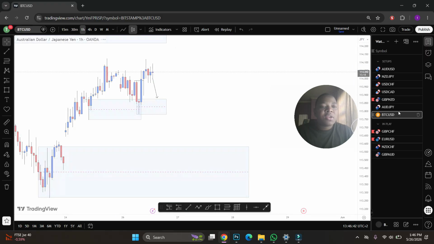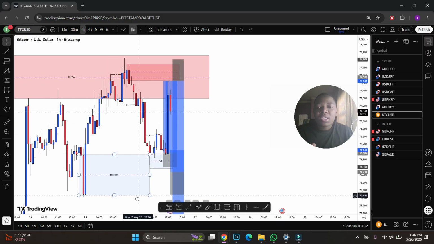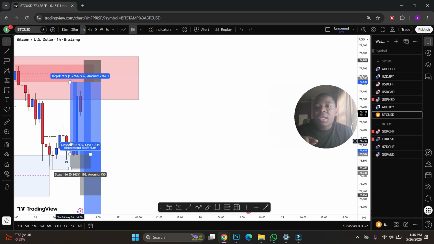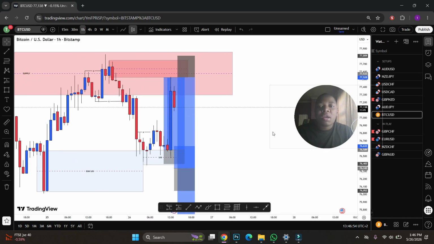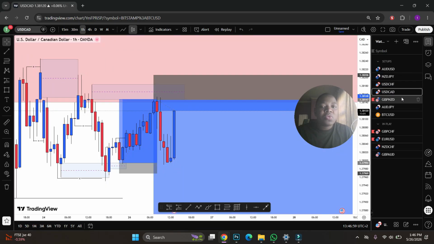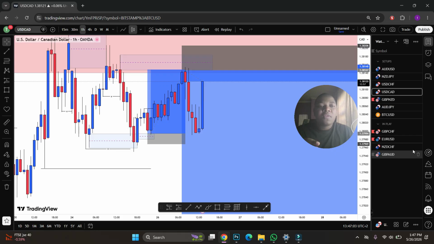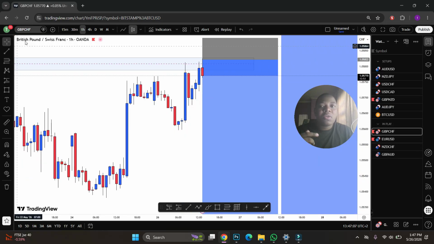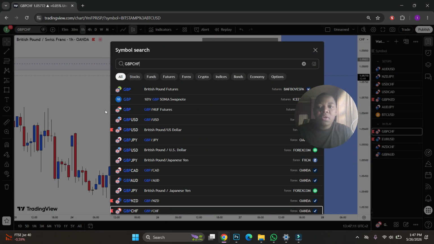Still waiting for this to play out. I missed a trade on this, both sides. I missed the buy, even though I did analyze it. I did wait for it. I missed the buy and I missed the sell. So I'm just going to be waiting for a proper setup to enter. I also missed this one. Let me just choose any of these charts and break it down for you guys. Let me go with GBP CHF. Let me open a different chart.